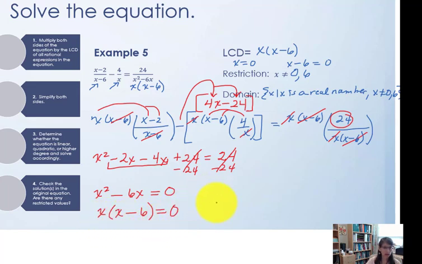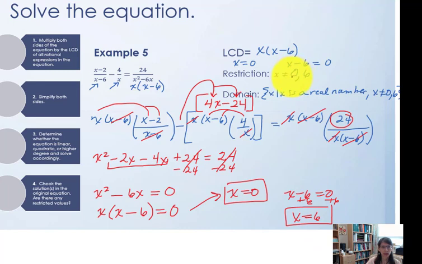Take each factor now and set it equal to 0. So when I solve, this is already solved. And x minus 6 means I'm adding 6 to both sides of the equation to get x equals positive 6. However, go back to the restriction. We end up with x is not equal to 0 and 6. Those are exactly the same 2 solutions we came up with, and neither of those is allowed because of the restriction. So we have no solution for this equation.